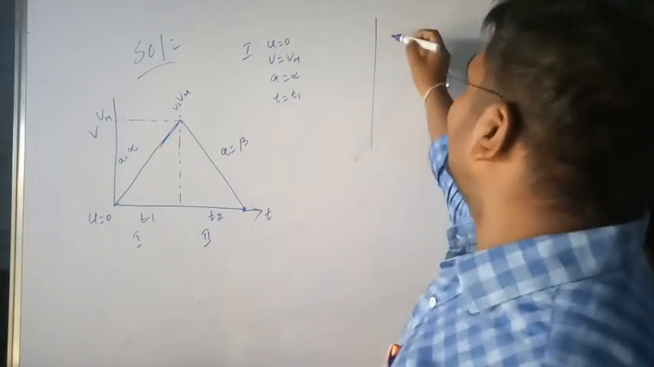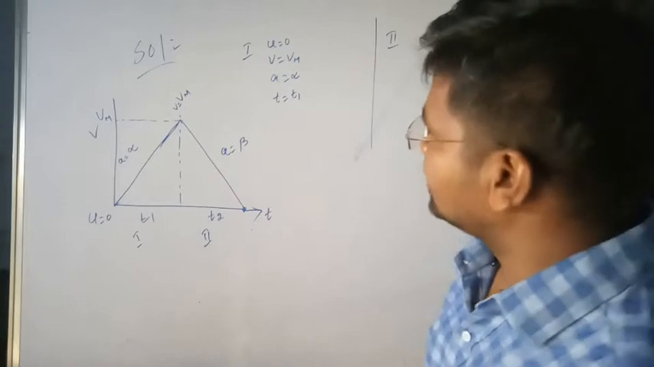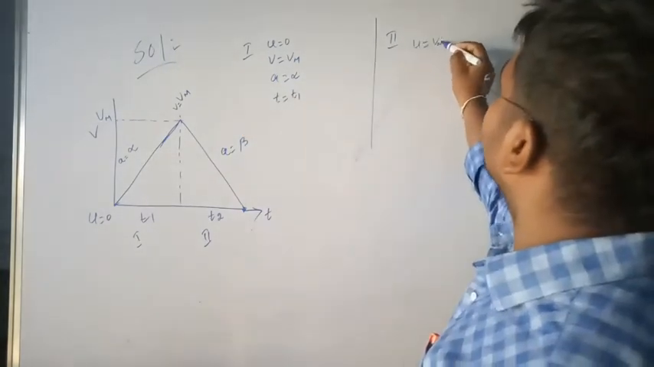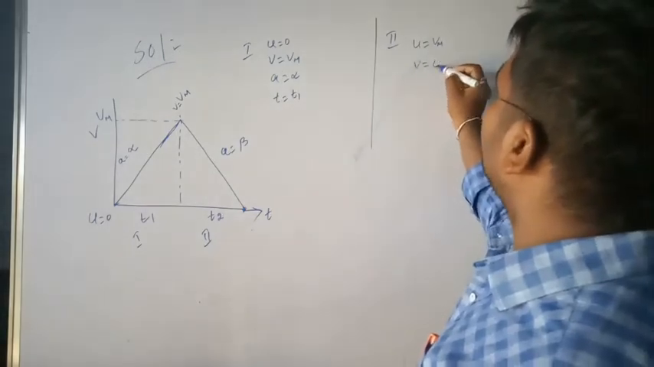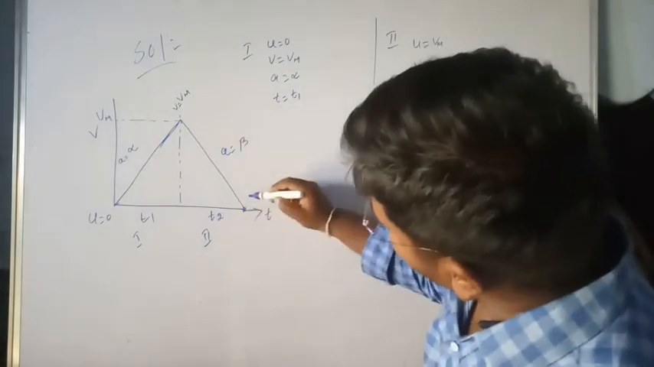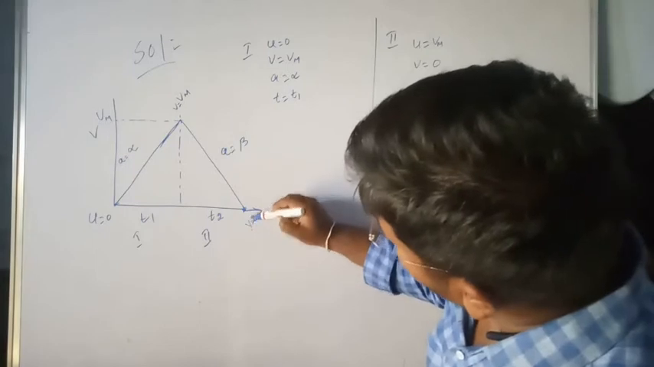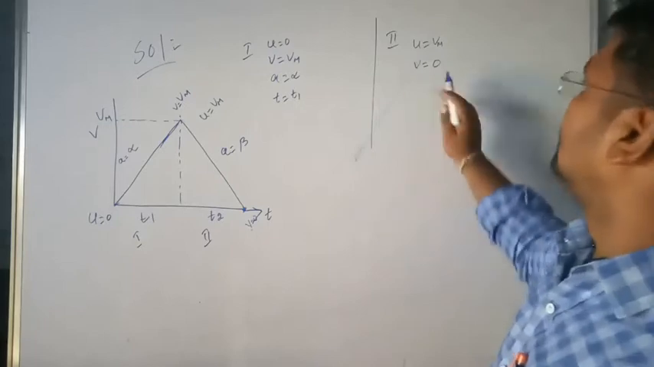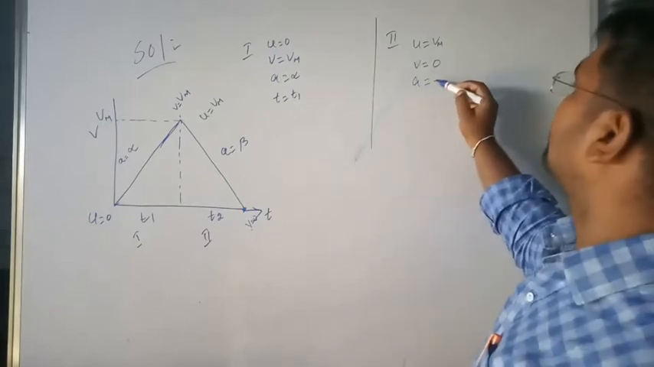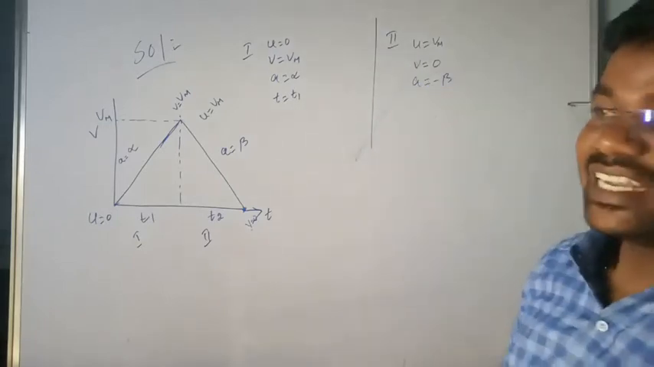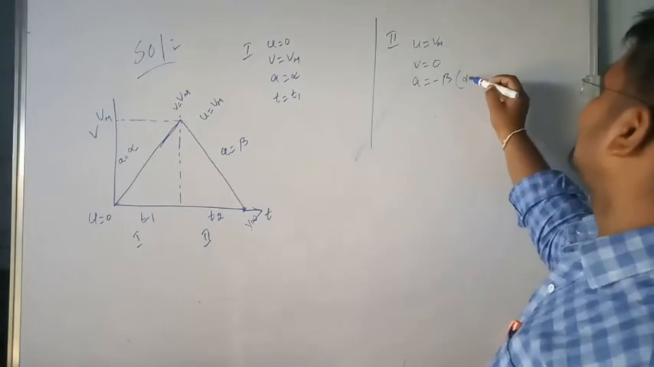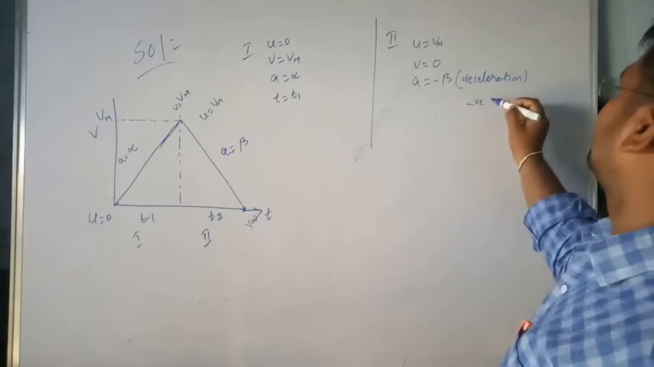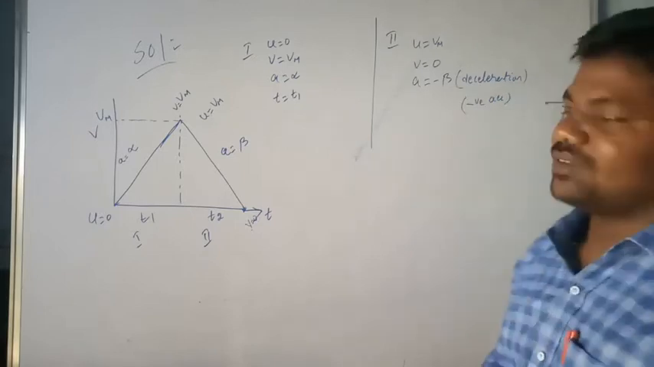In the second case, what is the initial velocity? U is equal to V max and V is equal to 0. Final velocity here is 0, initial velocity U is equal to V max. Understand? So here a is equal to minus beta, meaning deceleration. Deceleration means negative acceleration.